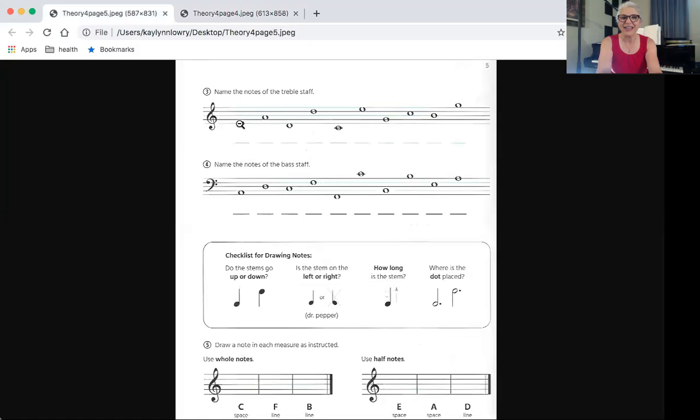Number 3 is called Name the Notes of the Treble Staff. Should be easy for you. Take a look at the chart on the previous page if you like. Pause the video, fill out number 3. All right, time for number 4. Let's name the notes of the bass staff. Pause the video and take a look at that chart on the previous page if you'd like. Name the notes of the bass staff.